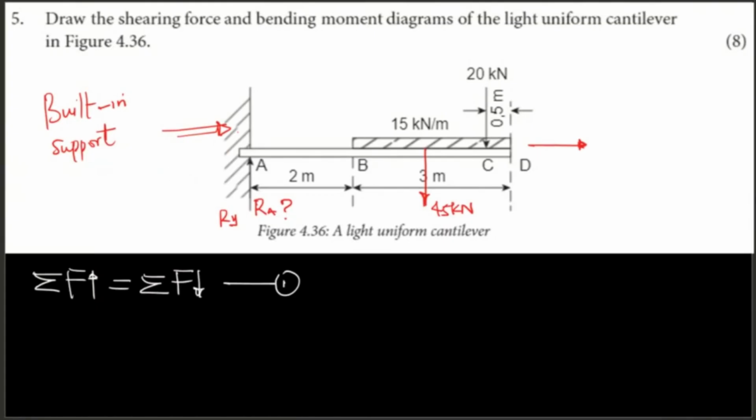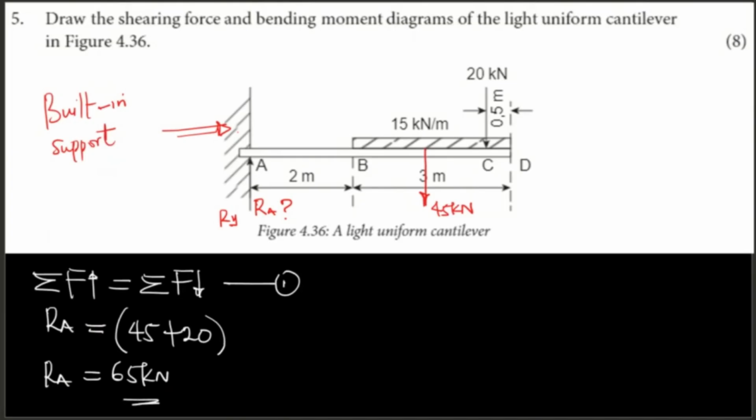Okay. So my upward force is Ra, and my downward forces are the 45 kilonewton there and 20 kilonewton. So the reaction at A there is what? 65 kilonewton. So this is 65.